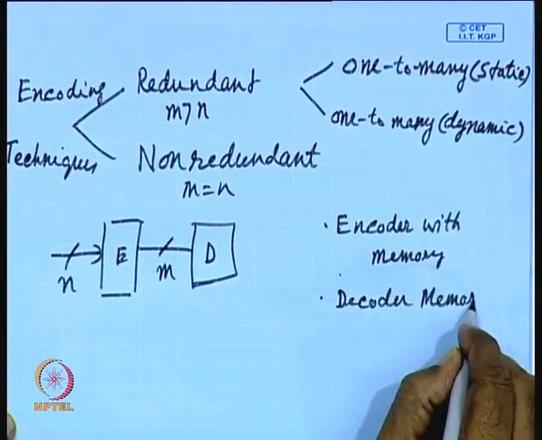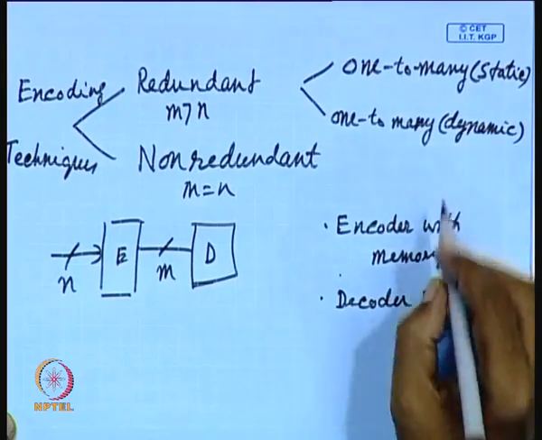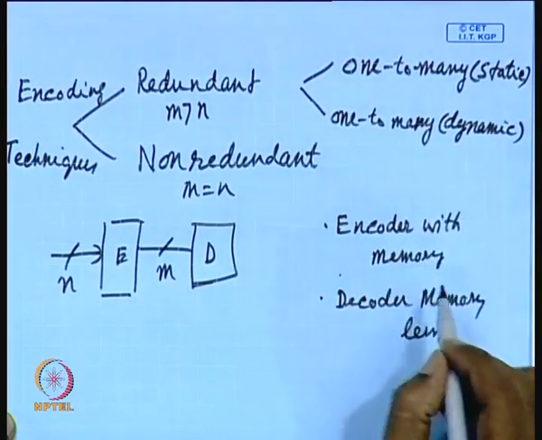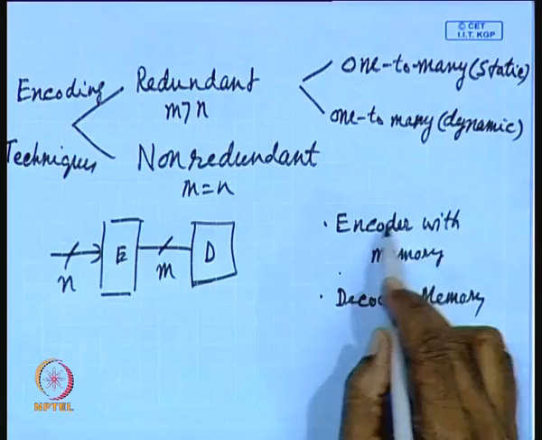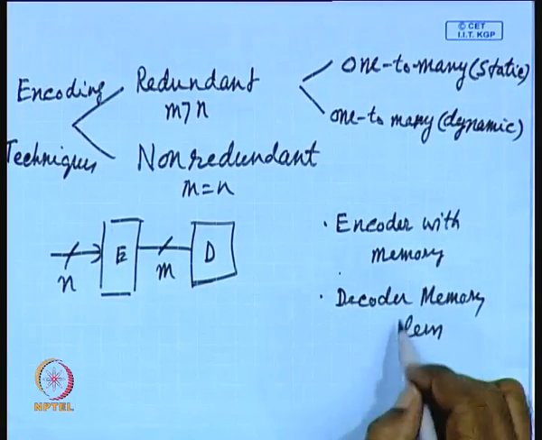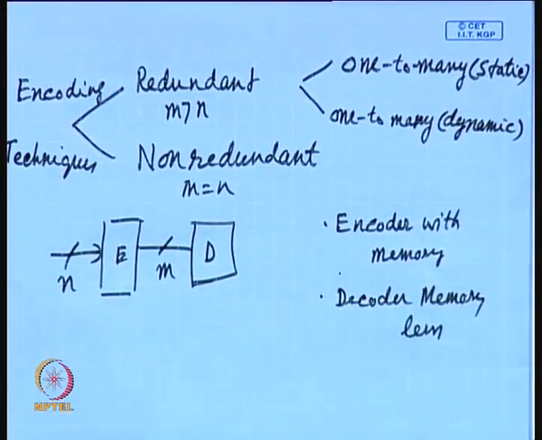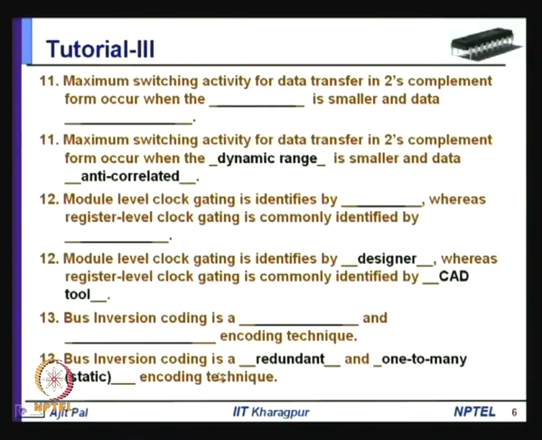This is a situation of one to many static. That means, in the encoder you will be using memory and the decoder will not require any memory, and that is the situation in Bus inversion encoding. So, it is a redundant and one to many static encoding technique.